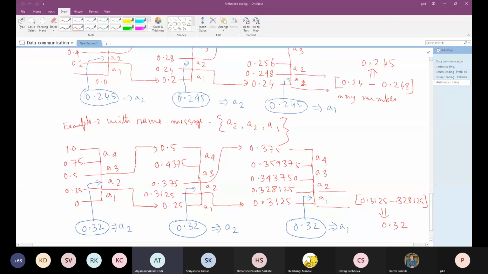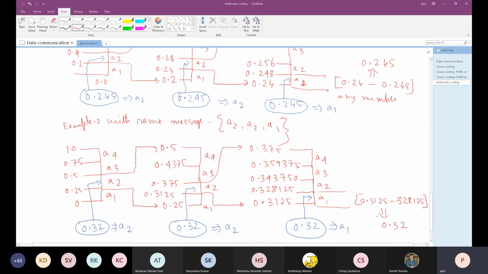So which stage we expand, which interval we expand, depends on the next symbol, right? Not on how many times it occurs. Yes, it is on the next symbol. So it is based on A1. So we choose a good number, 0.328125.